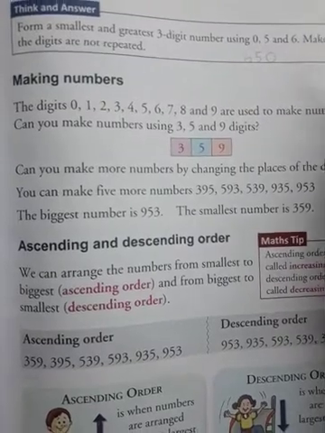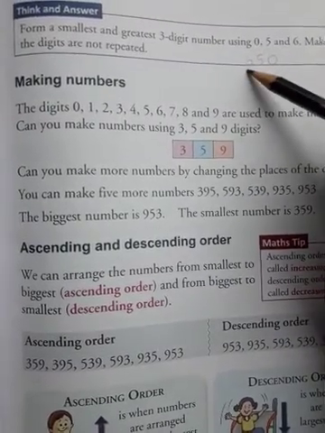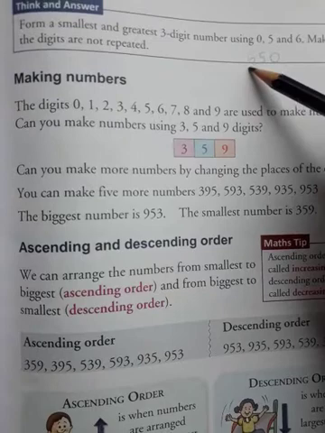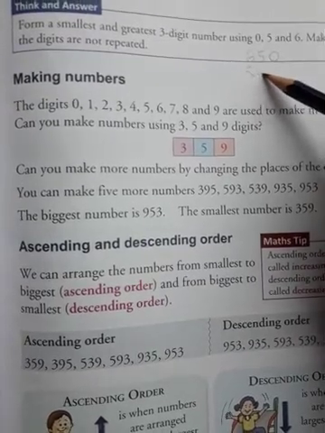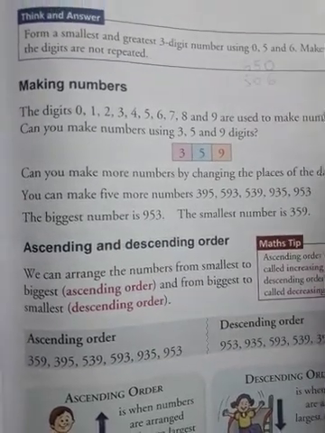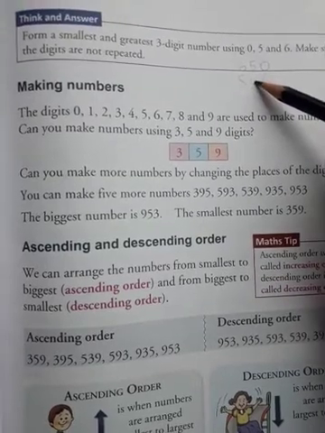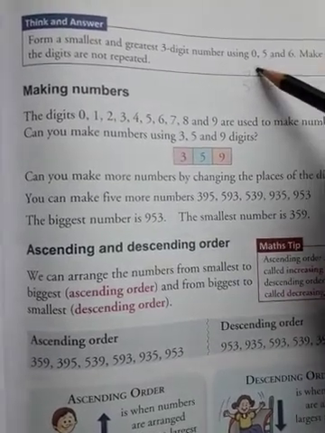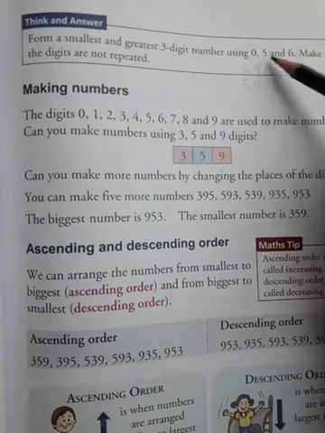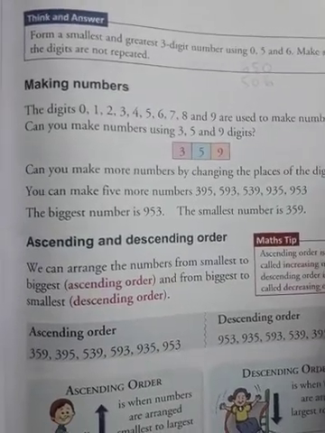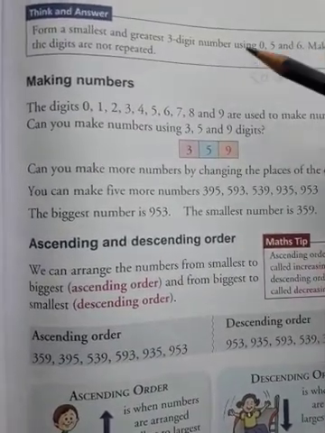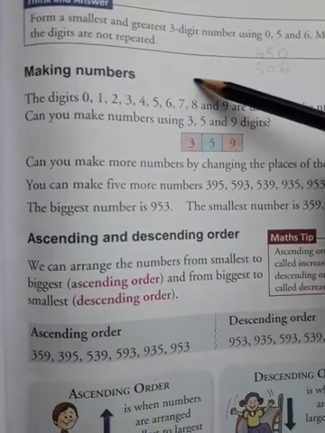And when you make the smallest number, you cannot start with 0, so first of all you write 5 and then 0 and 6. So this is the smallest 3-digit number using 0, 5, 6, and this is the greatest 3-digit number using 0, 5 and 6. It's clear to all of you? Okay. Next topic is making numbers.